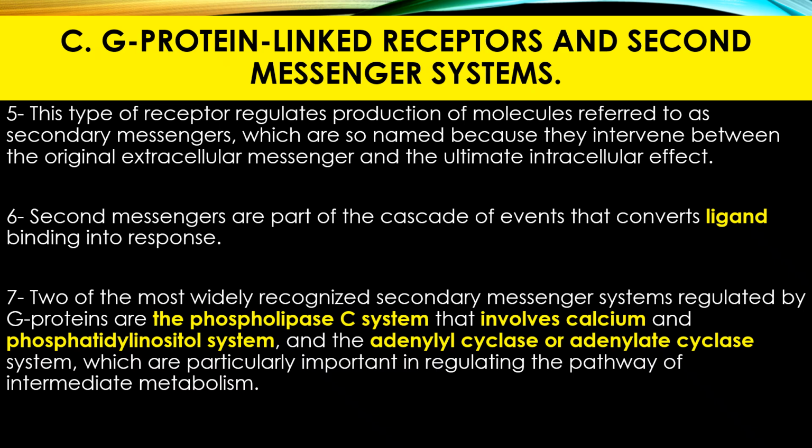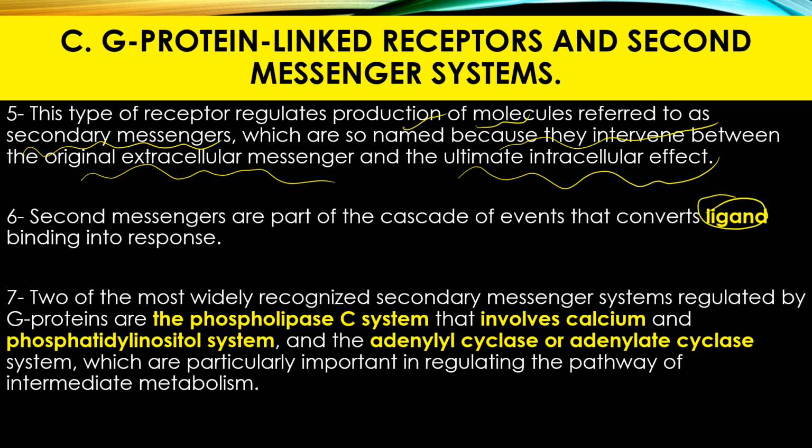G proteins regulate the production of molecules referred to as secondary messengers, which are named so because they intervene between the original extracellular messenger and the ultimate intracellular effect. Second messengers are part of the cascade of events that converts a ligand or a chemical signal to a response.